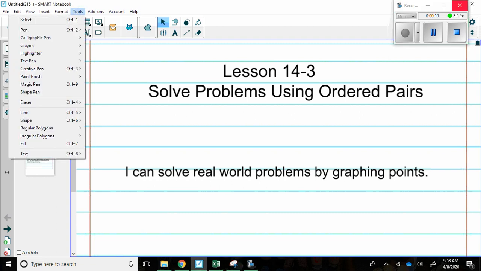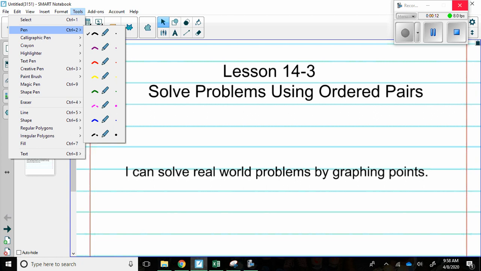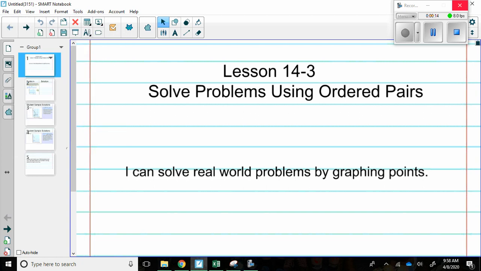Now remember, as we have learned, ordered pairs are usually written where there's an x coordinate and a y coordinate. You will be learning that if you haven't already, or someday, just to know that an ordered pair is an x coordinate and a y coordinate. The I can statement is: I can solve real world problems by graphing points.